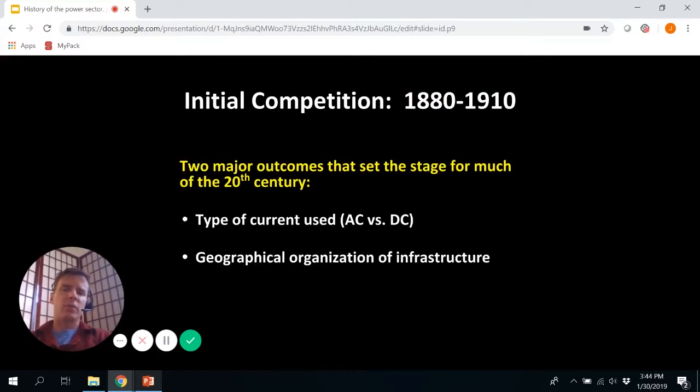So during this period of initial competition from 1880 to 1910, there were 2 major outcomes that really set the stage for much of the 20th century in terms of how the electric power industry developed. The first major outcome was the decision of what type of current we were going to use, AC or alternating current versus DC or direct current. And the second major outcome was what the geographical organization of electric power infrastructure was going to be.